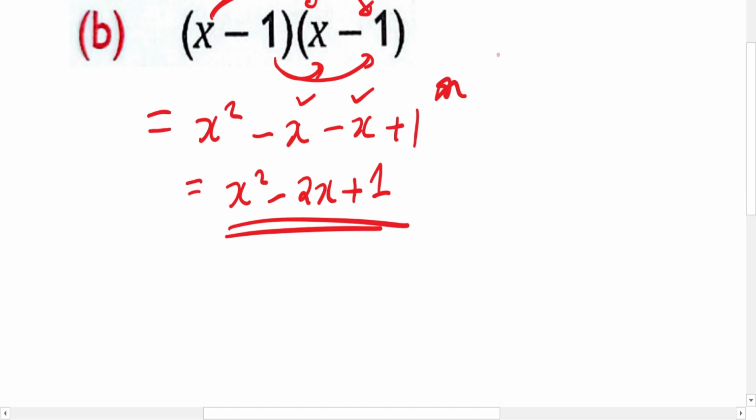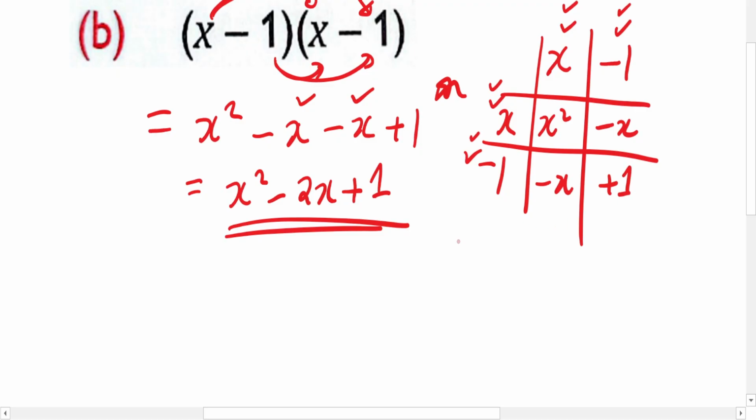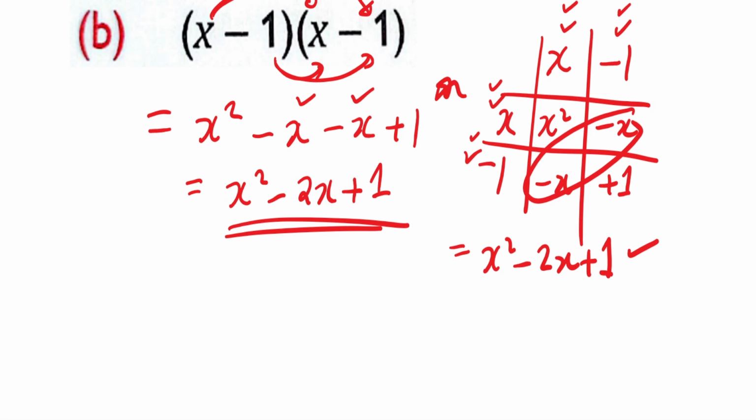Or you can use obviously the box method, which x, and then you write minus 1 here, then there's x, then there's minus 1. X times x obviously is x squared. Minus 1 times x is going to give you minus 1x or minus x. X times minus 1 is going to give you minus x, and minus 1 times minus 1 will give you plus 1. So if you collect the like terms, obviously minus x minus x is going to give you minus 2x. So x squared minus 2x plus 1 also. So whichever method that you'll be using is going to give you the same exact answer.